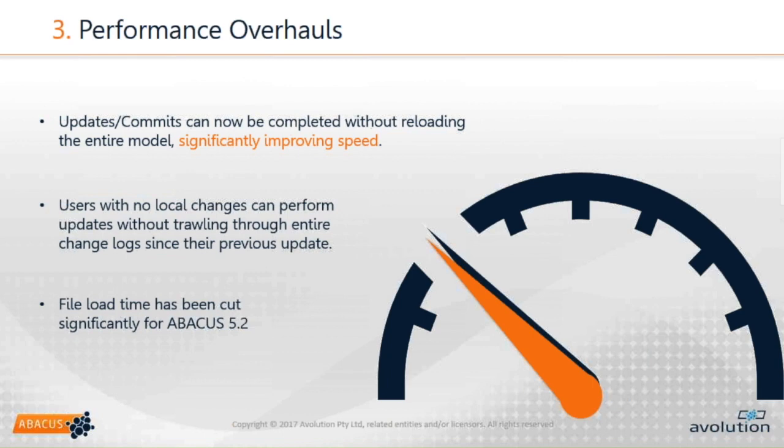We've implemented a number of performance overhauls in 5.2. So if you're working with enterprise server, you're performing updates and commits, they can now be completed without reloading the object model. And so what that means is that it doesn't have to close and reopen ABACUS every time you commit. And that makes a huge improvement with speed. That can mean that when you're working with ABACUS, you can actually save minutes at a time if you're working with a large model. So you'll notice that one straight away.